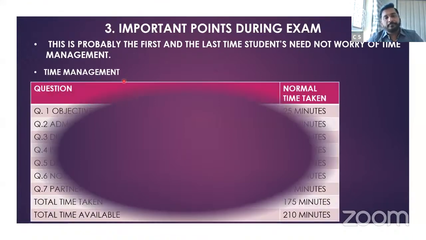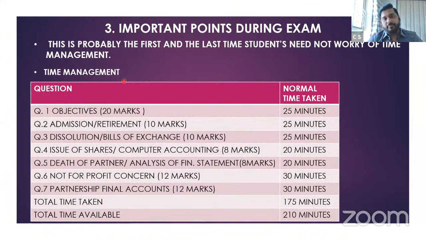Look at this. This is the standard time taken for any kind of question. For every question I have given a standard time. For example, objectives, you will take 25 minutes. I'm saying this not conservatively, but max to max 25 minutes you can take. Some of you would end up writing it in 10 minutes only, but I'll say go slowly. You have enough time to complete the paper, read each and every objective properly.